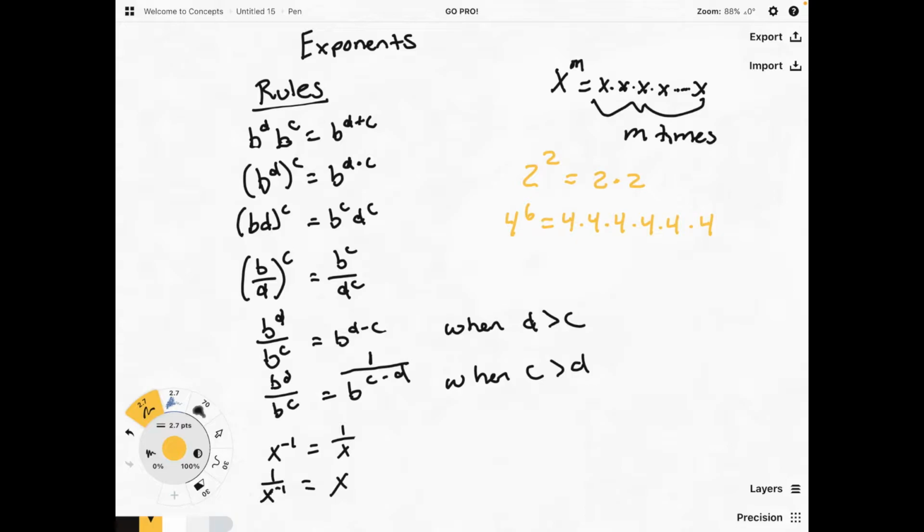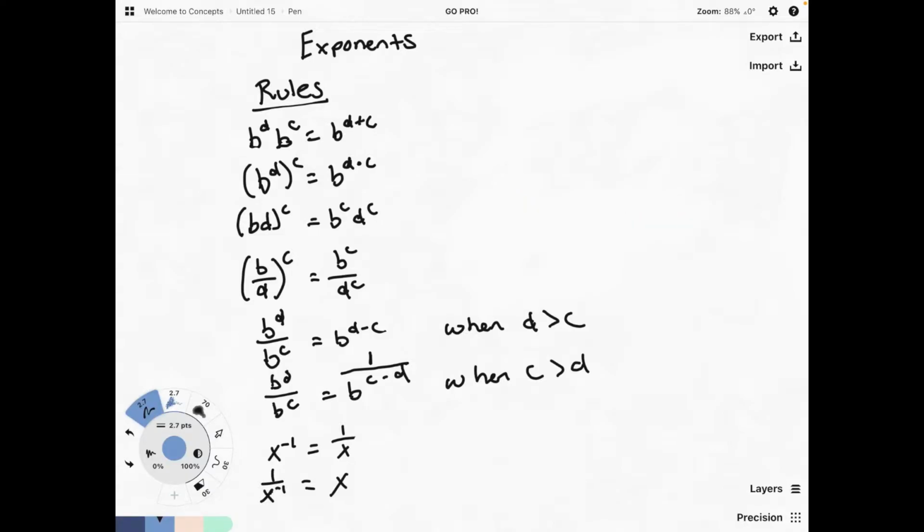Now that we understand what exponents are, let's look at a few rules that will help us simplify problems that have exponents in them. Looking at our first rule, we have b to the d power multiplied by b to the c power. Note that this rule can only be applied when the bases are the same. So if you have b to the d power multiplied by b to the c power, we can rewrite that as b to the power of d plus c.